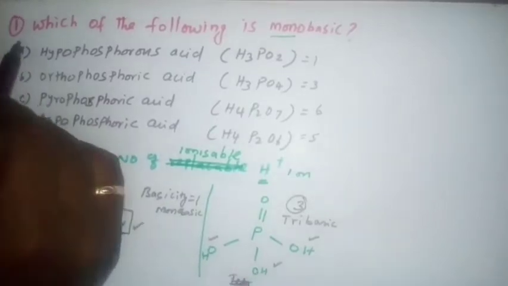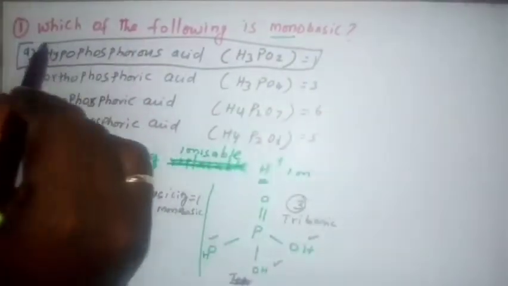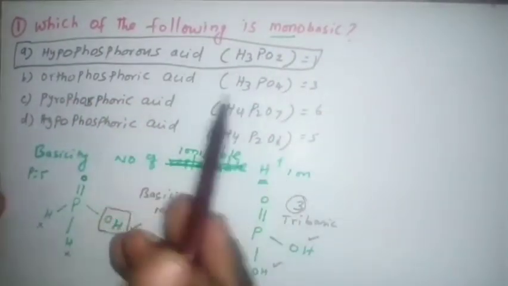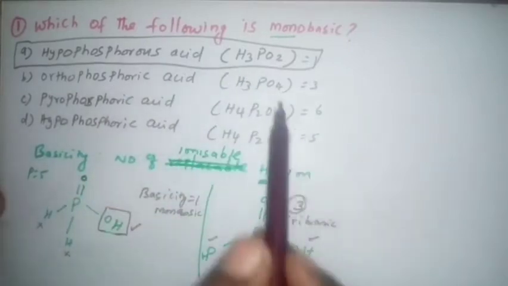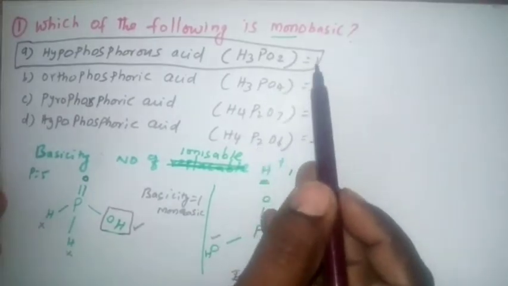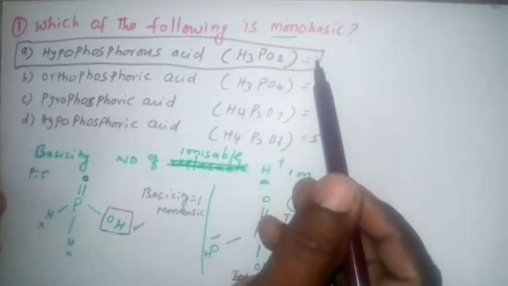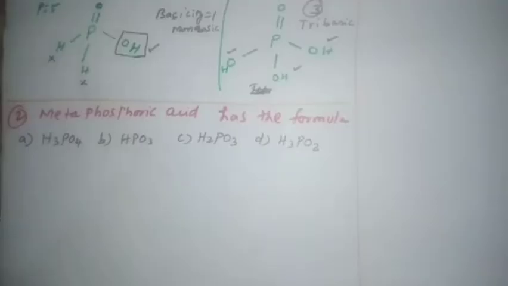So the answer is option A. This is the correct answer for this question. Which of the following is monobasic? Hypophosphorus acid is the monobasic one. So in the examination when this type of question comes, you count the number of oxygen atoms, you subtract 1, then you will get the answer, whether it is mono, di, tri or tetrabasic. Clear? Now question number 2.